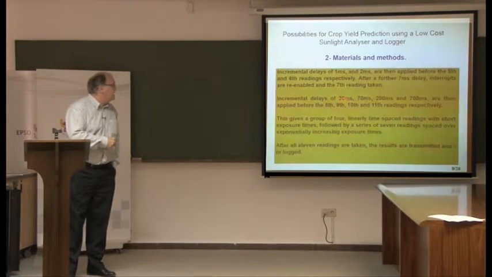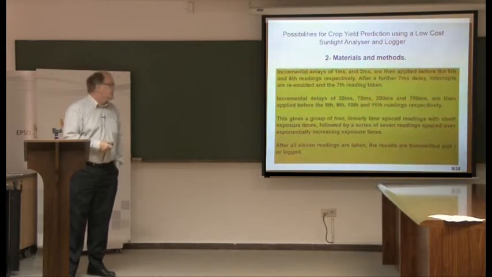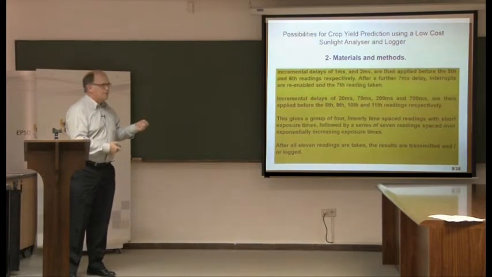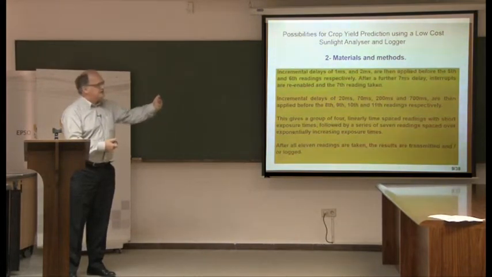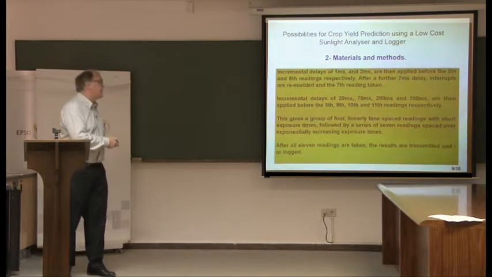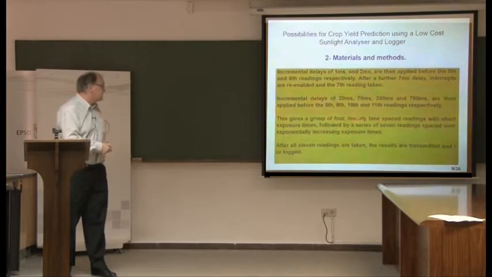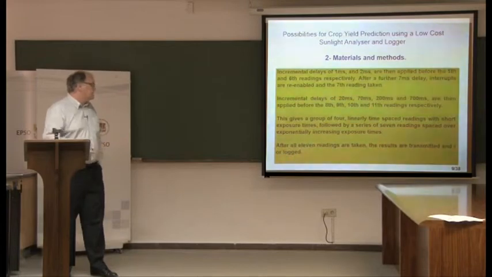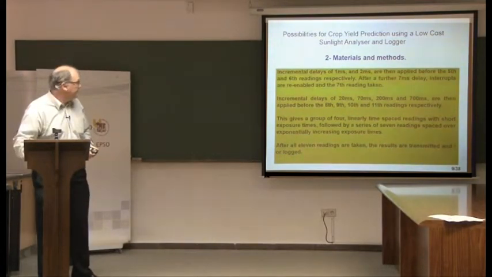We then apply incremental delays of 20, 70, 200 and 700 milliseconds to get the 8th, 9th, 10th and 11th readings. So we've got a series of 4 readings taken very quickly, then a reading taken nominally at 1 millisecond, 3 milliseconds, 10 milliseconds, 30 milliseconds, 100 milliseconds, all the way up to 1 second exposure time. Okay, so that's the group of 4 and then 7 further readings spaced out over exponential times. After all 11 readings are taken, the results are transmitted or logged as required.